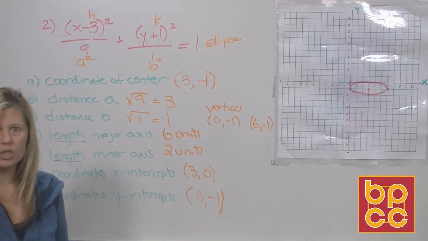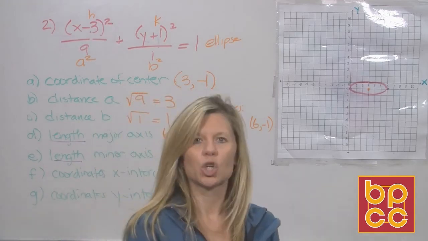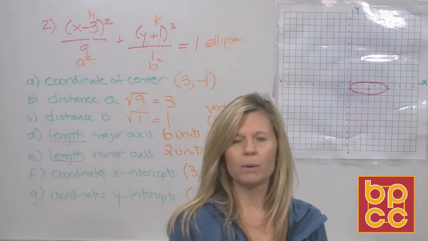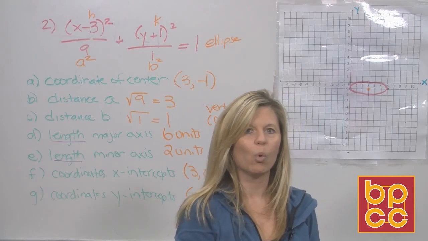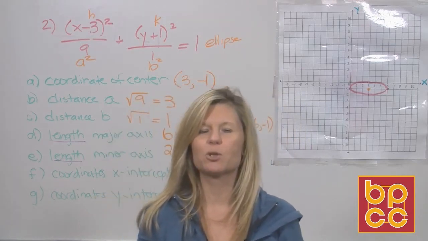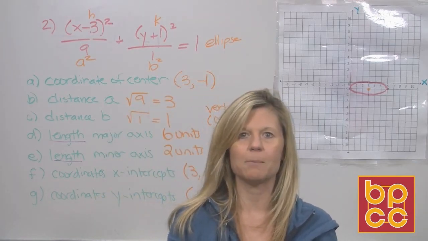It's related to a circle. That's why its equation should look like a circle. The only major difference is, with a circle you move 1 distance, the radius. With the ellipse you move 2 distances, A and B.